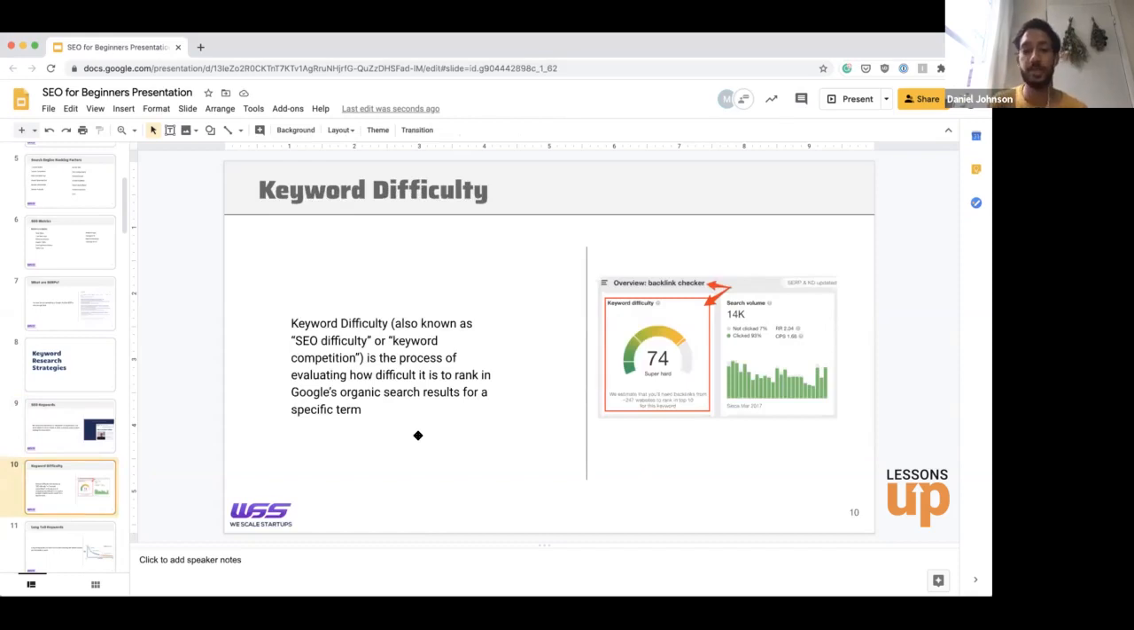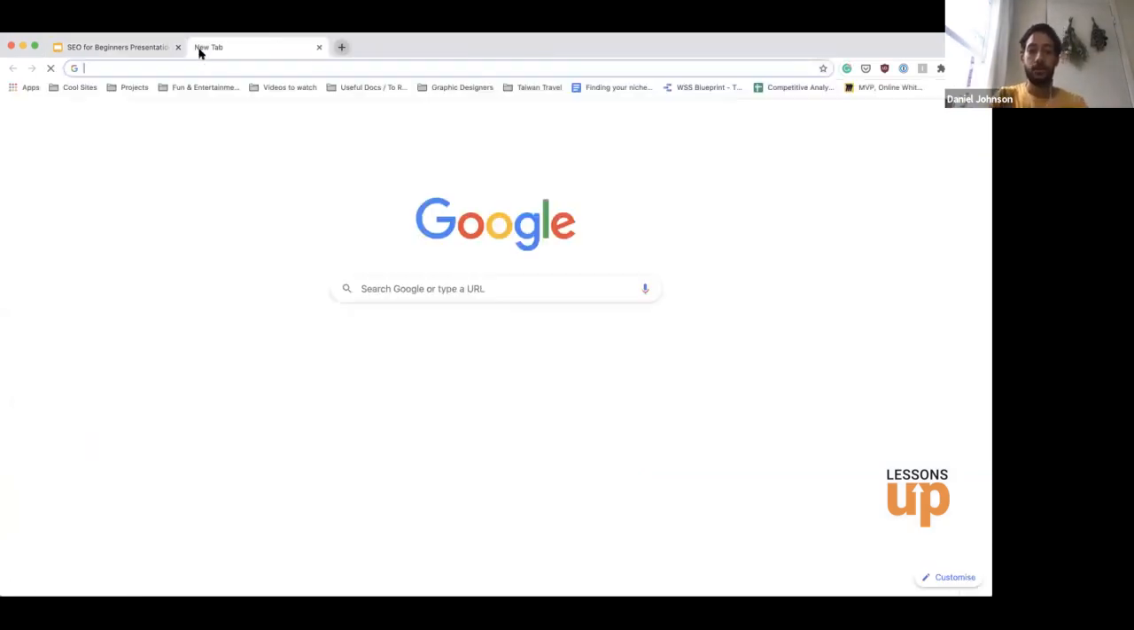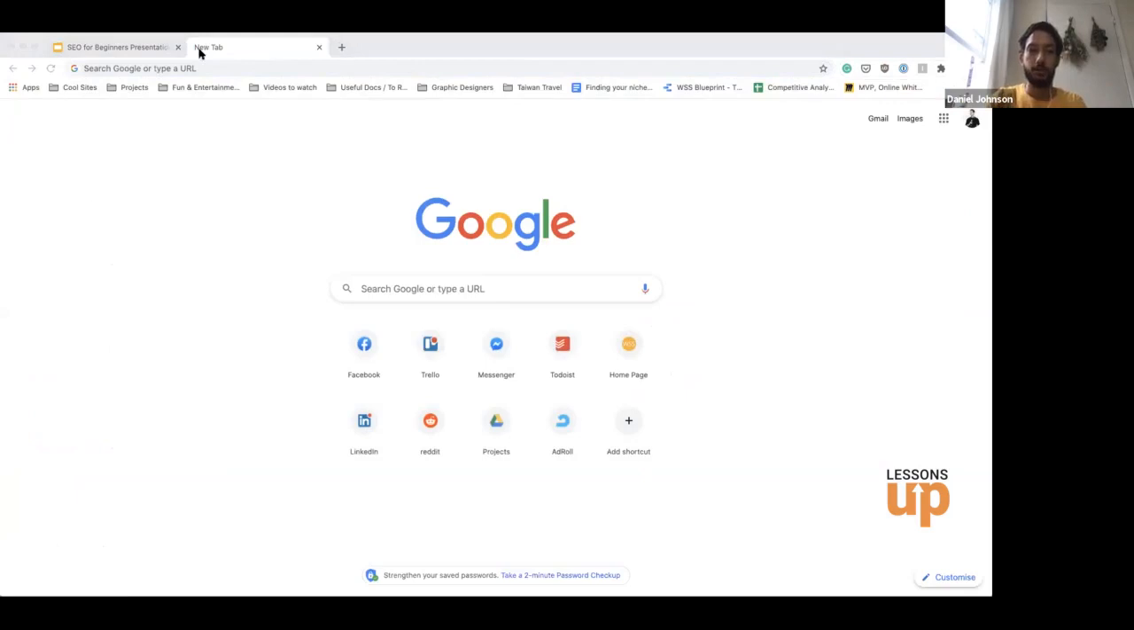Keyword difficulty is simply the case of how difficult it is to rank highly for that particular term. So for example, if you tried searching, let's try credit card insurance.